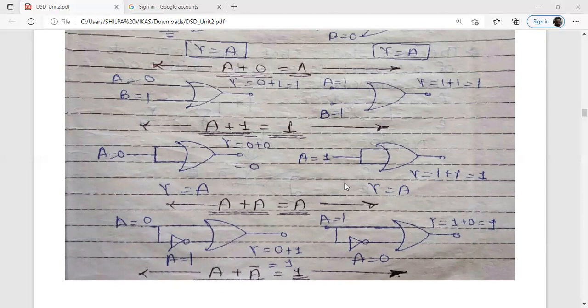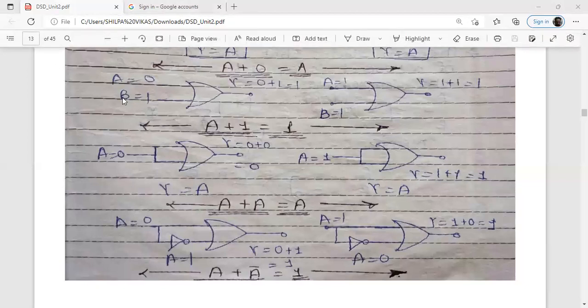In the first law, a plus 0 is equal to a, and in the second law, a plus 1. If one input of the gate is 1, what does it show? Irrespective of the other input, we will get the output as 1. It is also proved from the truth table, because if one or both inputs of the OR gate are 1, then definitely we get output as 1.